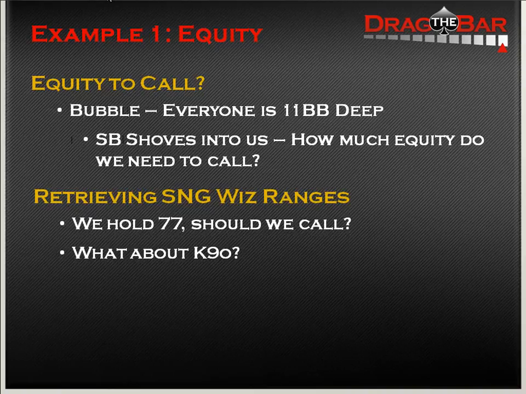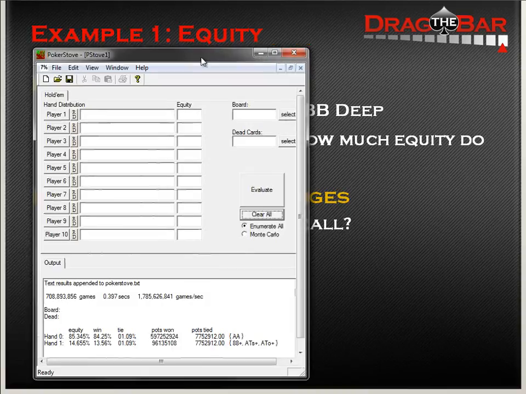Now, if we want to go back and retrieve what the Sit and Go Wizard ranges would be, we can look at some different situations. Like let's say we're sitting in the big blind holding pocket sevens, and the question is, should we call? Well, let's make an assumption first that maybe the small blind is shoving pretty widely, trying to exploit the fact that we should be risk averse on the bubble.